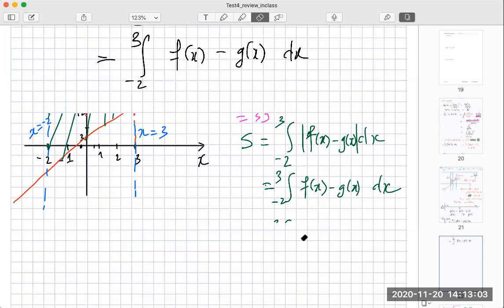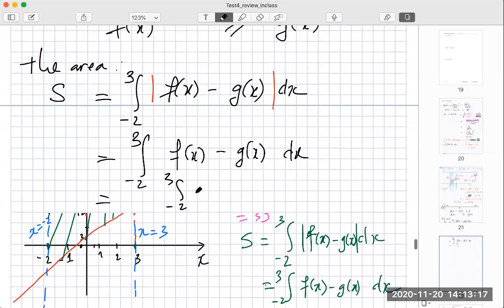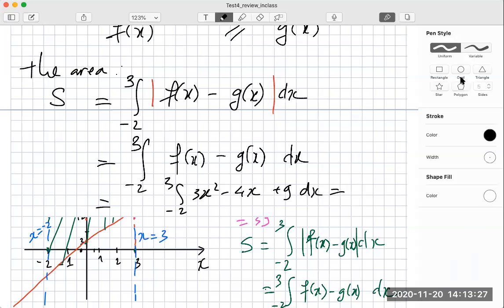I cannot delete it. Okay, now it simply becomes the integral from -2 to 3 of 3x squared minus 4x plus 9 dx. Then it is an easy one. You can do it, okay?